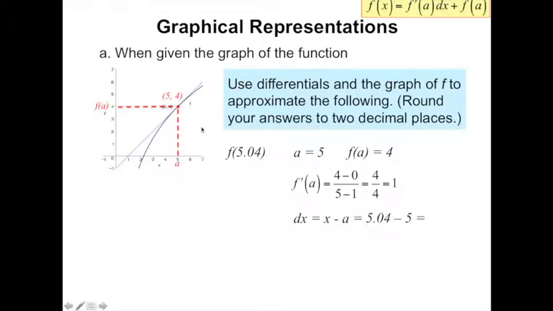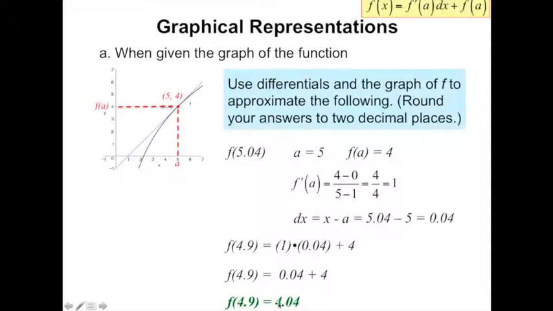In this case, our point of tangency is x equals 5. We're estimating out here at 5.04, so we're estimating to the right of our point of tangency. So our dx is a positive number, positive 0.04. Substituting that in, the linear approximation equals 1 times the differential, 0.04, plus the function value, which is 4. Working that out, we get an approximation of 4.04.